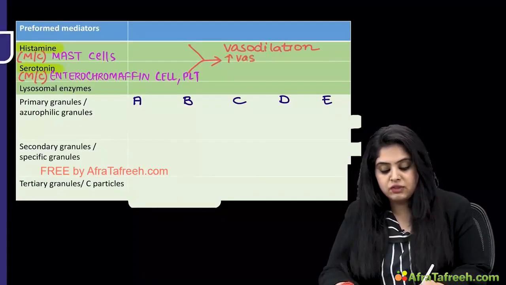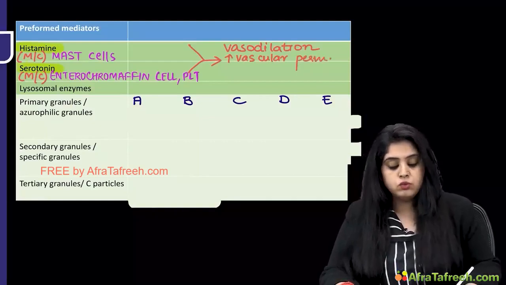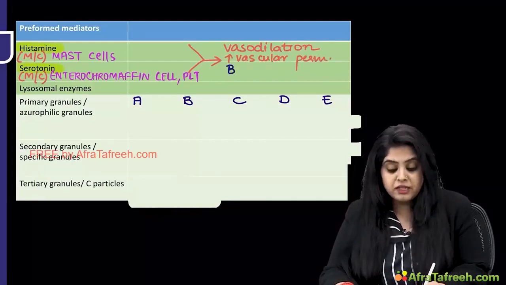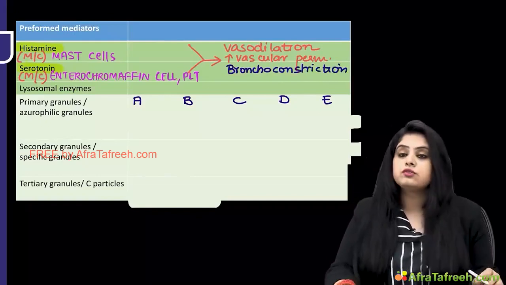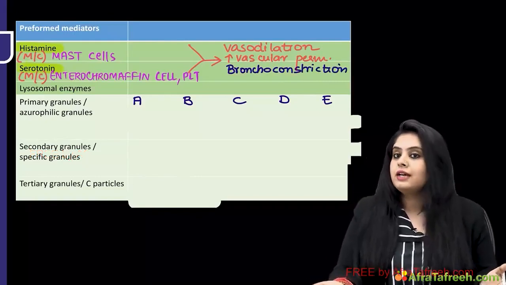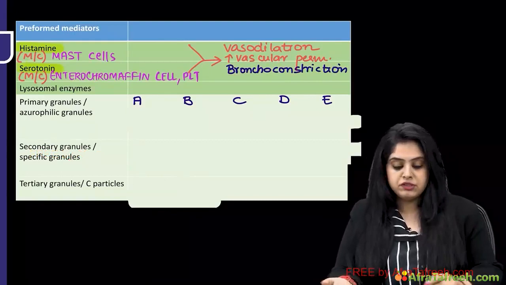They also increase vascular permeability, but what do they do in the lungs? They cause asthma. So what are they going to do? They are going to cause bronchoconstriction. So their activity in the lungs is bronchoconstriction, hence they have a role to play in asthma. Very, very important. Okay, so histamine and serotonin are done.